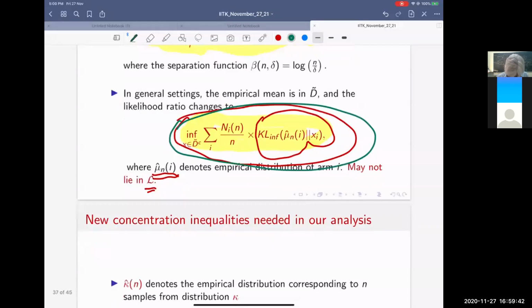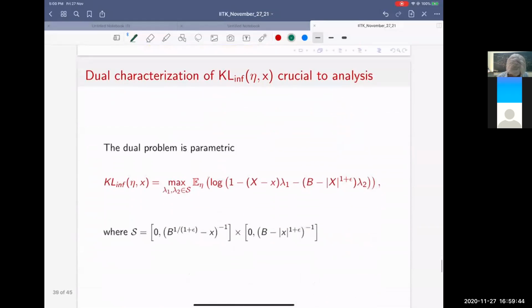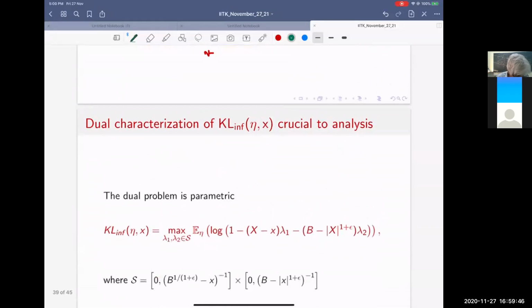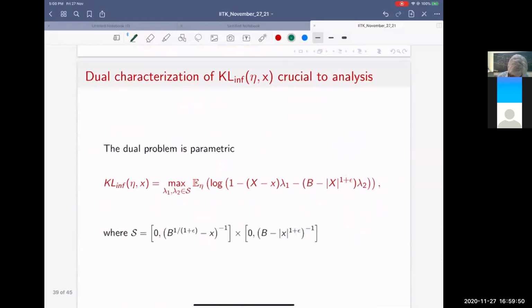So all of that needs to be done. Once you do that, you can come up with the same kind of theorems. And what helps you do all this analysis is using the duality. My KL inf problem was on the space of probability measures, but the dual turns out to be a problem on a parametric space. So I'm looking for two variables, lambda1 and lambda2. So I'm maximizing over that, E of eta into this function here, with lambda1 and lambda2 as variables. So the dual is in the space of parameters.